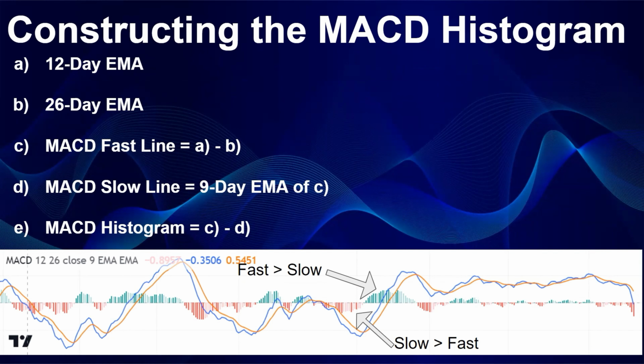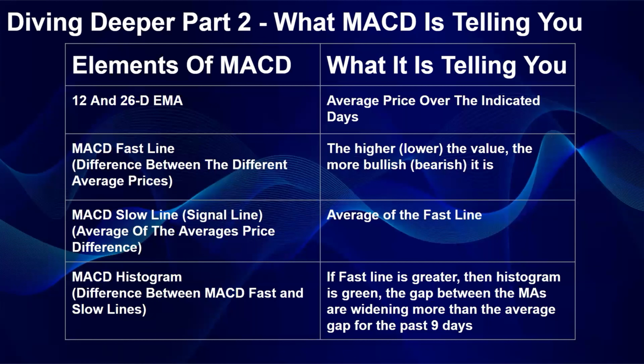A recap to reinforce our understanding before we put it all together. 12-day and 26-day average, these are the average price over the indicated days. MACD fast line, the higher the value, the more bullish it is. Slow line, it is the average of the fast line. And finally, histogram is the difference of the fast and slow line.